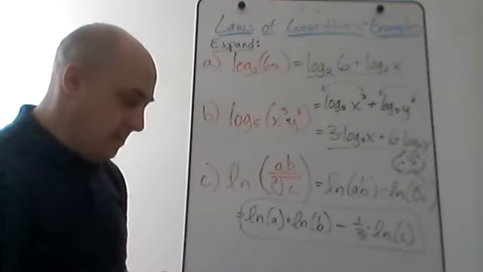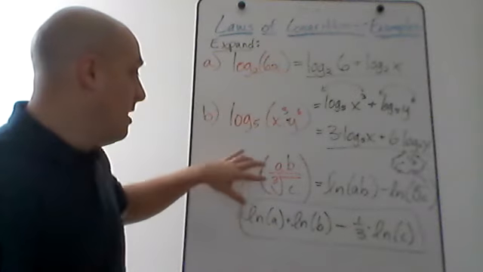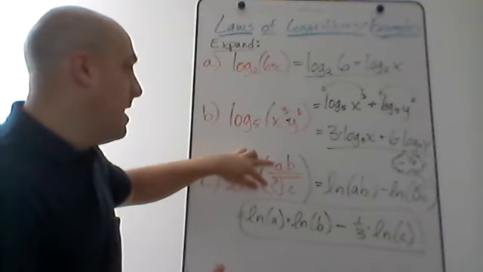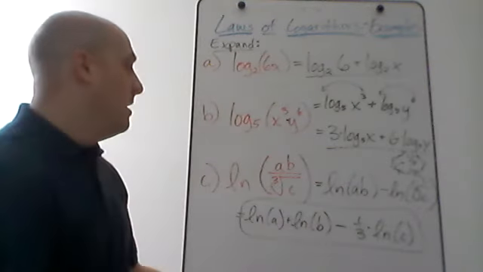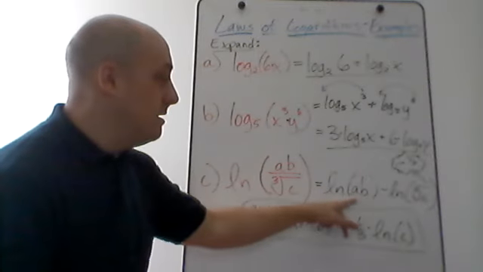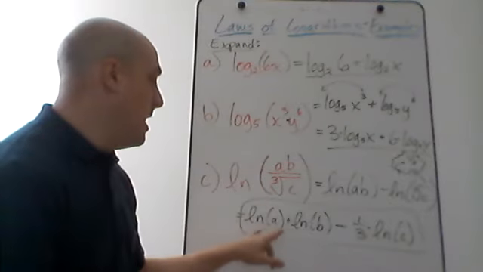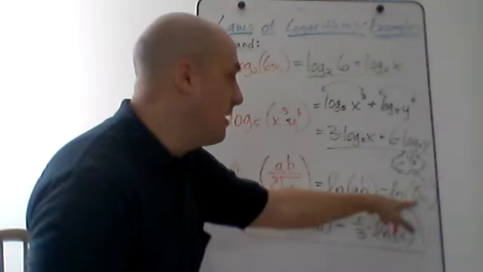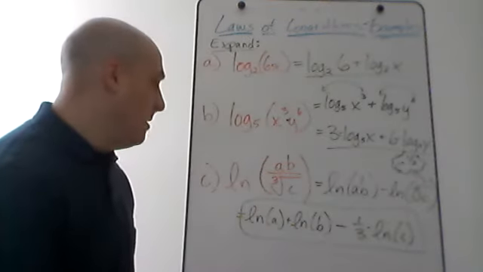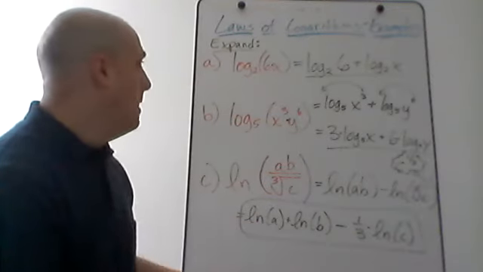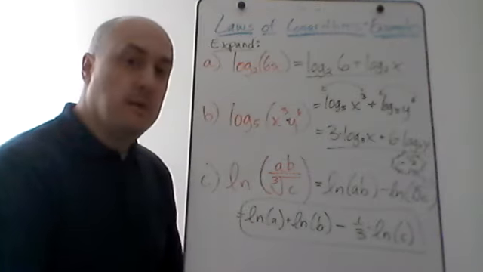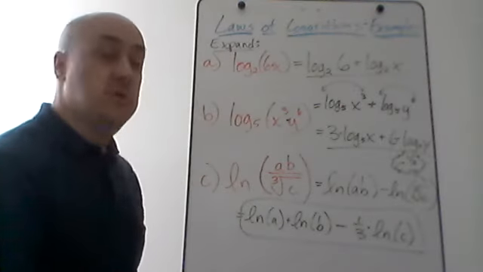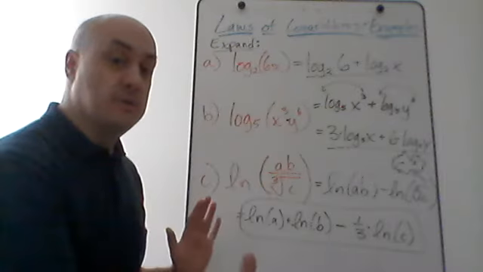So for that one example there, we actually had to use all three of the laws. First we used law number 2 to separate that division into subtraction. Then I used law number 1 to separate, in this first one here, the multiplication into addition. And then I also used law number 3 to take the exponent here, that 1/3 power, and move it out to the front. So that is expanding this logarithm completely. So, three examples there of using the laws to expand expressions, break them apart into separate logarithms.